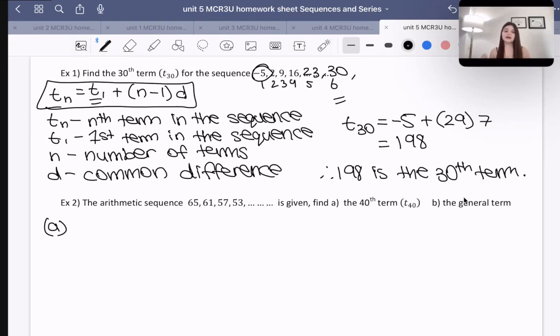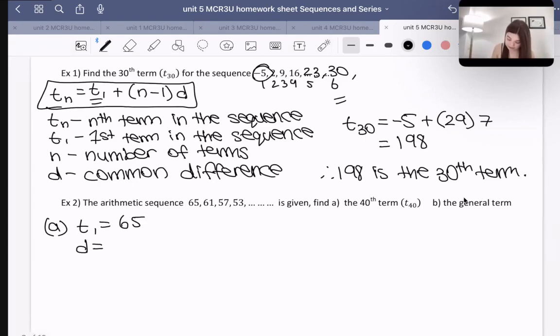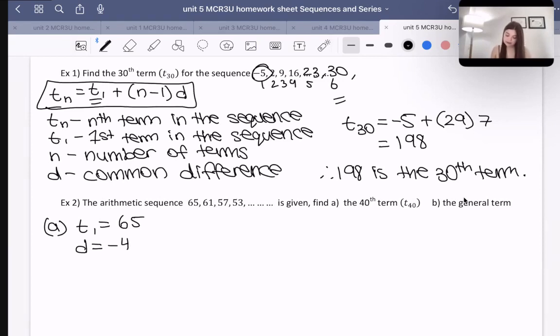Okay, so the arithmetic sequence is 65 as term 1. And the common difference, well, we go from 65 down to 61. So that's a difference of -4. And we know that the difference is always going to be -4 because it's an arithmetic sequence, and so it always has the same common difference. It's not going to change on us, which is good.